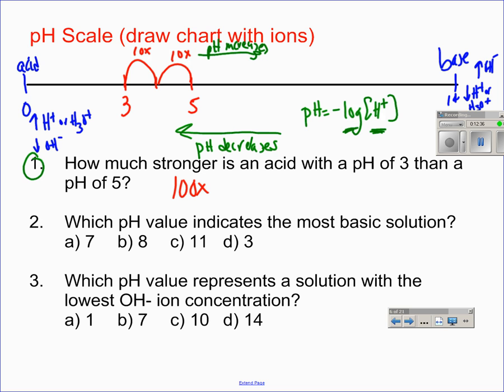Just some other questions. Which pH value indicates the most basic solution? That would be 11 because it's closer to 14. And which pH value represents a solution with the lowest OH minus concentration? Well, the lowest OH minus concentration is going to be down at the acid end of your graph. So you need the lowest pH number. That would be 1.